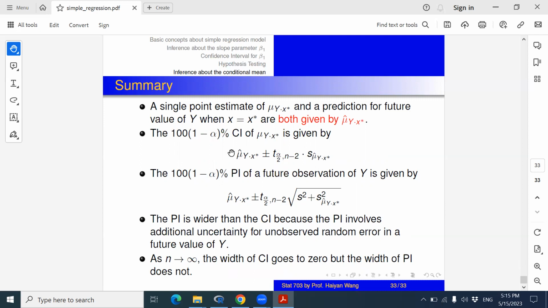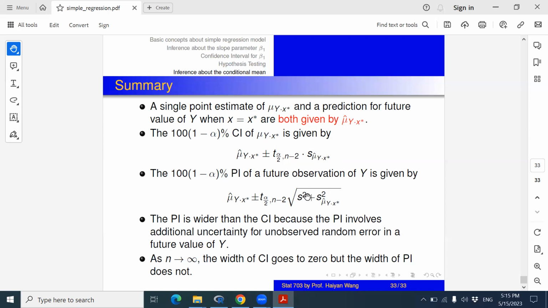The confidence interval for estimation is mu hat plus minus the t critical value times the standard error. On the other hand, the prediction interval would be mu hat plus minus the t critical value, but in the standard error part, there's an extra s squared under the square root.